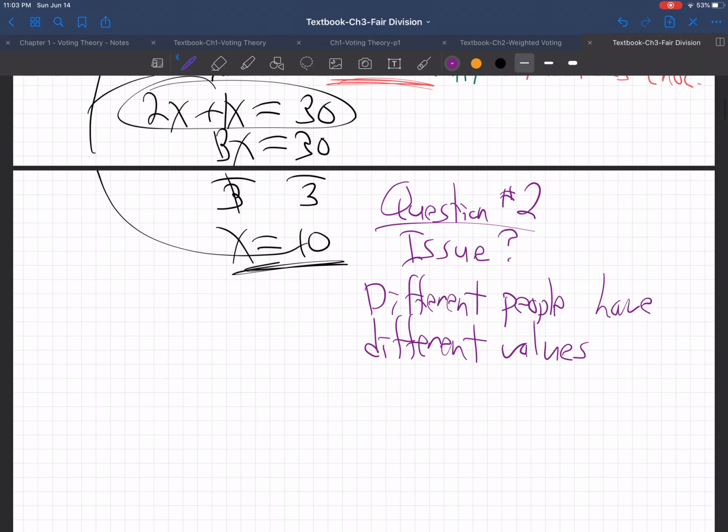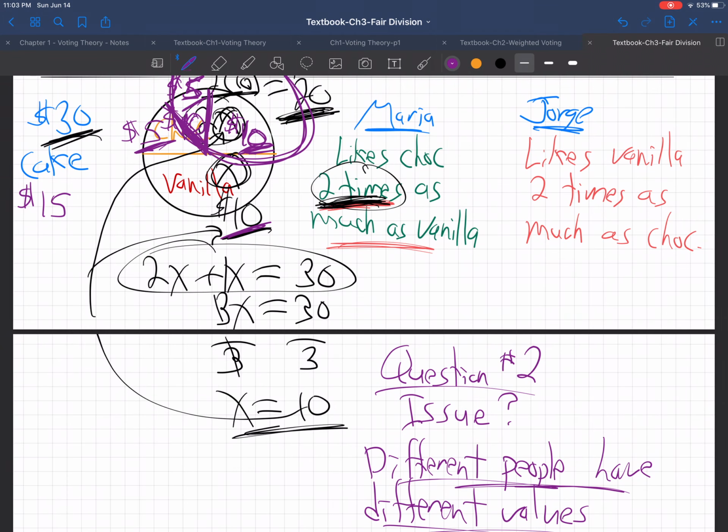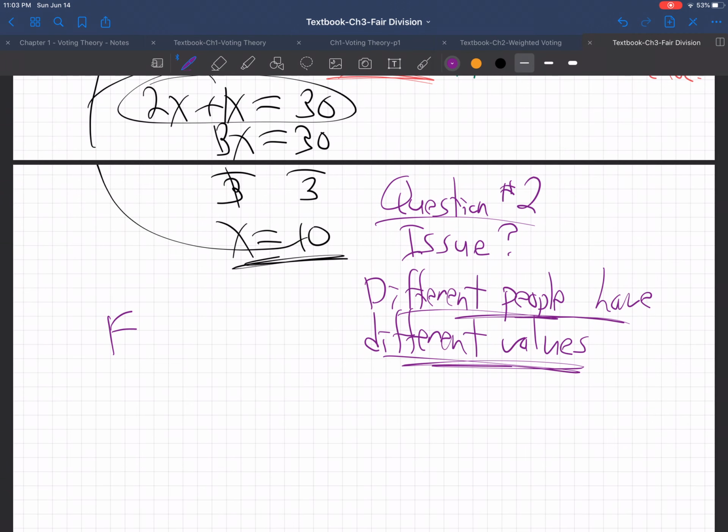And the second issue is different people have different values. Some like chocolate better, some like strawberry, some like vanilla. And so you have to find out what they value to make sure everybody gets a fair division according to their value system. You see, that's the real challenge.